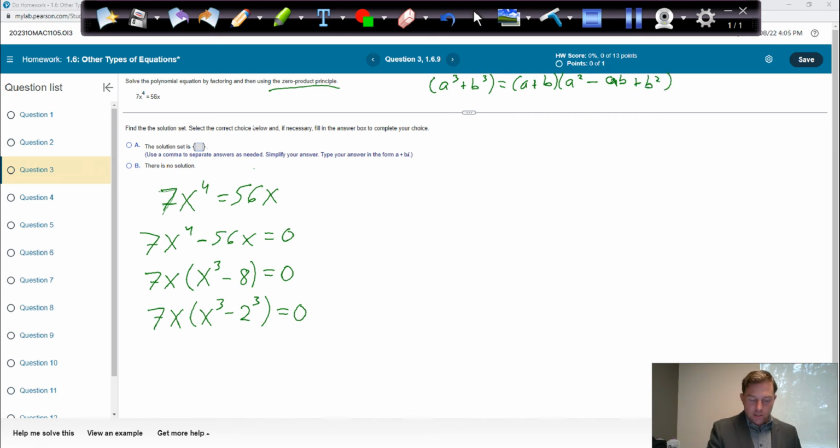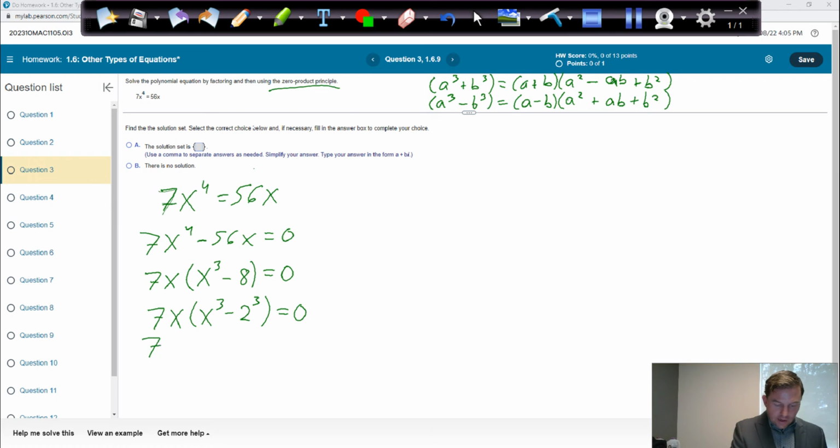Now notice we do not have a plus sign. It's a minus sign in between those two, so we need this version: a cubed minus b cubed looks like a minus b, times a squared plus ab plus b squared. So that's the one we need. And so we can factor this. All I have to do is anywhere we see an a up here, we're going to write x. So this is a. Anywhere we see a b up here, we're going to write 2.